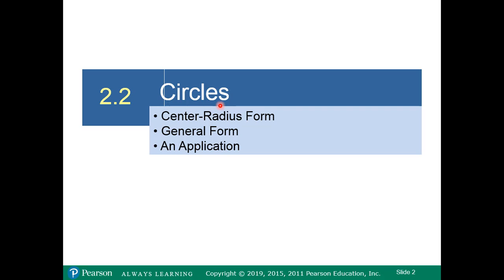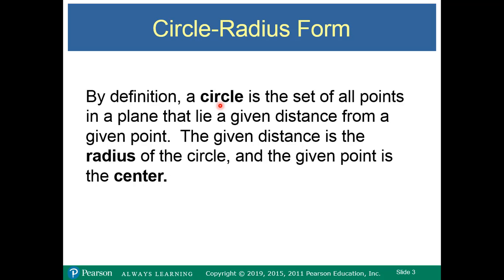So the definition of a circle is a set of all points in a plane that lie at a given distance from a given point. Or in other words, a circle is the set of all points in a plane that are equidistant from a particular point. Okay, so the given distance is the radius of the circle, and the given point is the center.